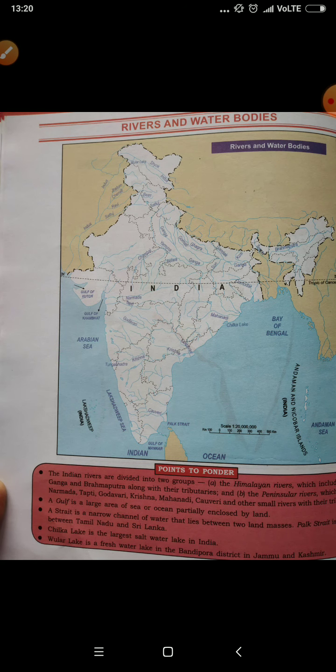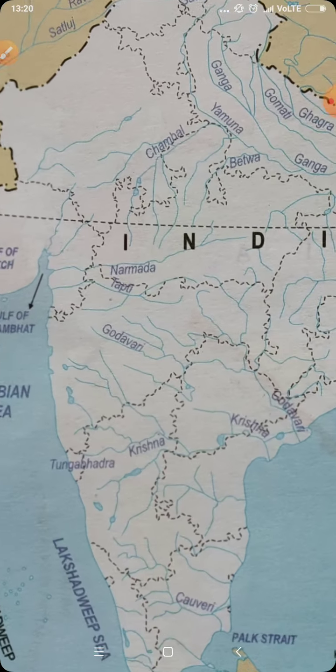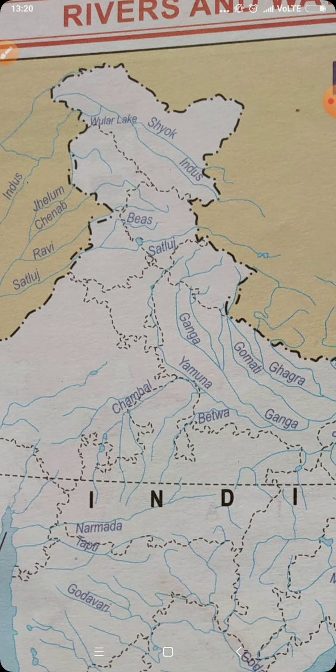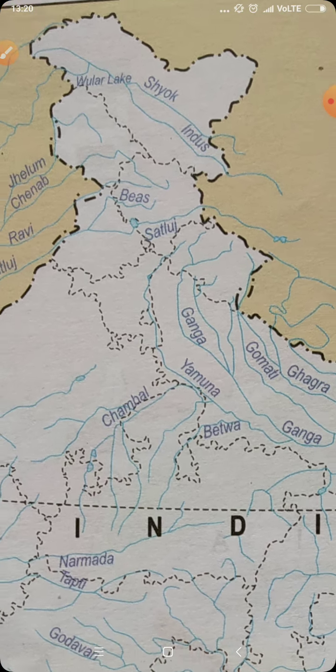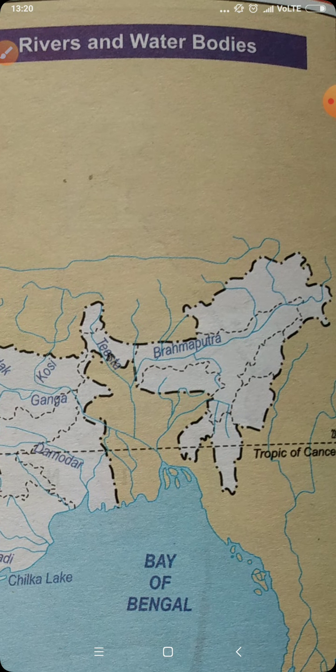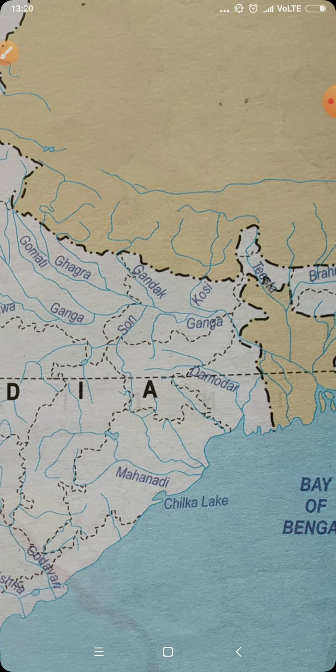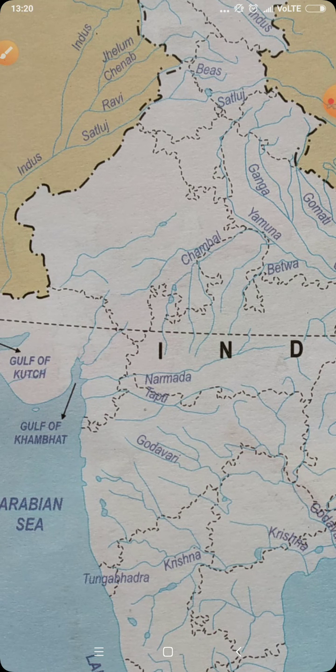Now we are coming to rivers and water bodies. I have already explained in my last videos what rivers are, their origin, their plains, and now you should learn how to represent them. You see, from north to south, which rivers are flowing in Jammu and Kashmir, Himachal Pradesh, Punjab, Uttar Pradesh. Then going in the eastern direction, the Brahmaputra is flowing here. Then Ganga, Damodar, Mahanadi. Label most of the important rivers.